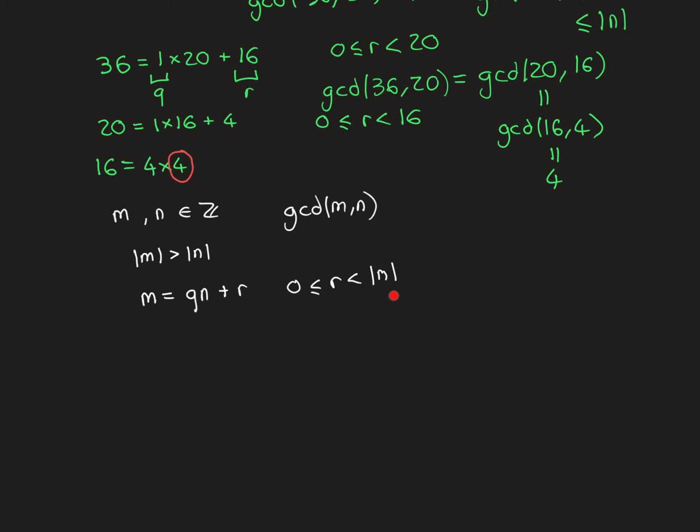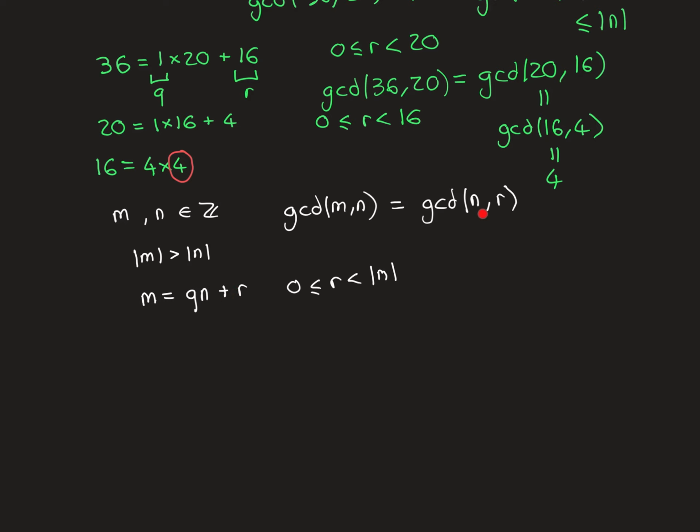And Euclidean division guarantees us that we're going to be able to do that. What we now want to understand is why it is the case that the GCD of m and n is equal to the GCD of n and this remainder r. Why is this true?